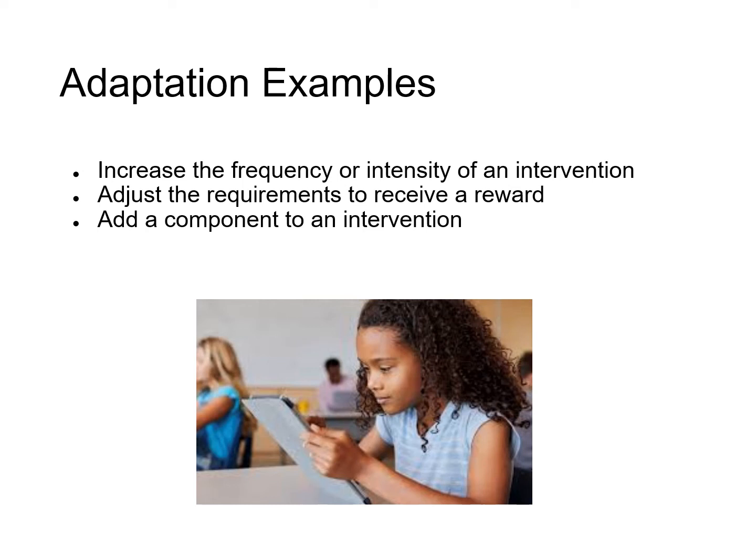Another example is to adjust the requirements to receive a reward. For example, if a student is not improving, you might decrease the time interval for earning a reward in a token economy system or in check-in, check-out. Another example is to add a component to the intervention. This might look something like adding a mini social skills lesson to check-in, check-out.